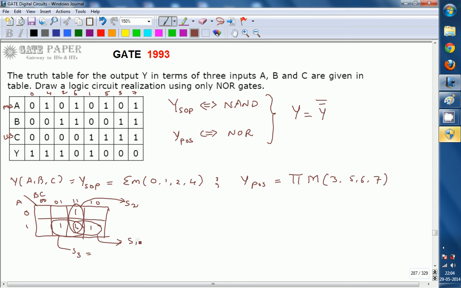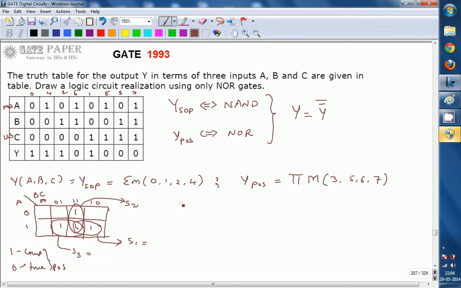Okay, so S1 is equal to, for this combination, whichever are common, which are not changing, that will appear in the sum term. If you observe, the value is 1 for both the cells, and in case of POS, 1 is complement and 0 is true value. 0 is true value for POS expression, remember that one. Opposite is true for SOP expression.